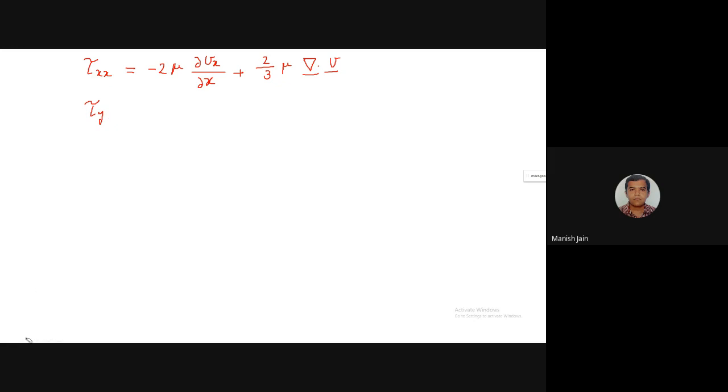Tau yy equal to minus 2 mu del Vy by del y plus 2 by 3 mu del dot V. Then tau zz equal to minus 2 mu del Vz by del y plus 2 by 3 mu del dot V. So these are the normal components of the shear stress.